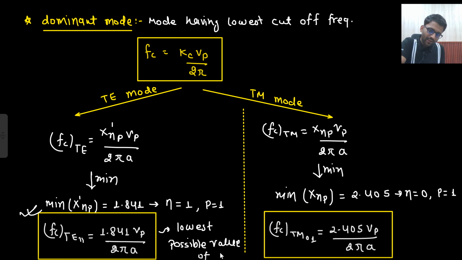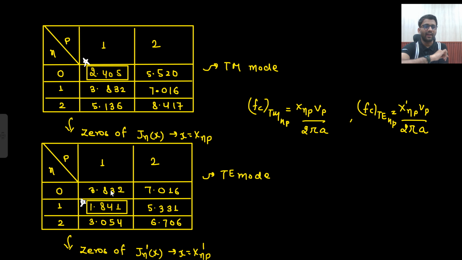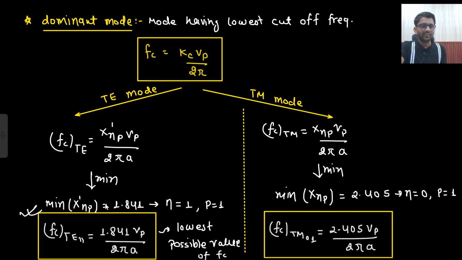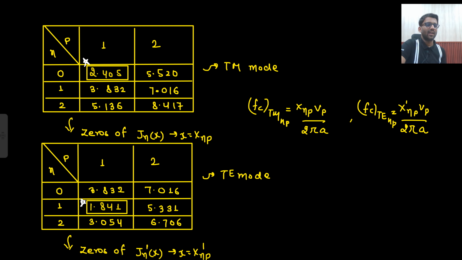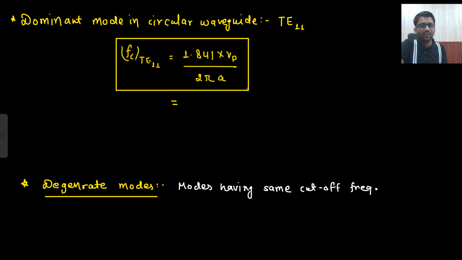Because the value of FC depends on X dash NP and XNP. Now what is the minimum value of X dash NP and XNP? From this table we know that the minimum possible value is 1.841, and that we get for X dash NP, at N is 1 and P is 1. So our dominant mode in a circular waveguide is TE11. Are you getting this point? And this is our cutoff frequency for TE11.